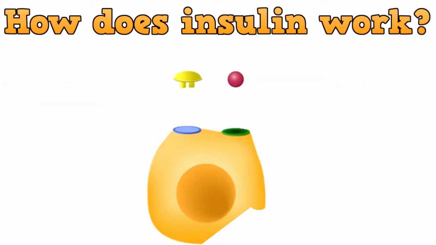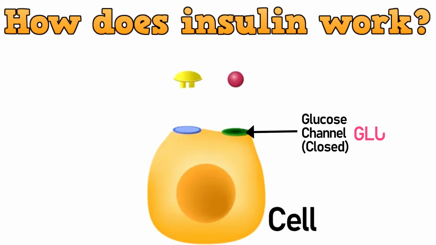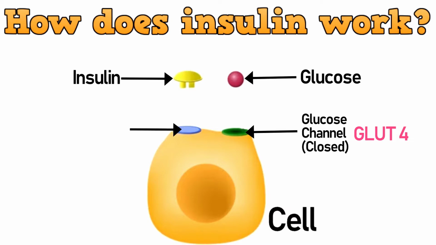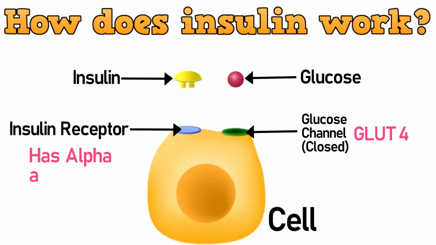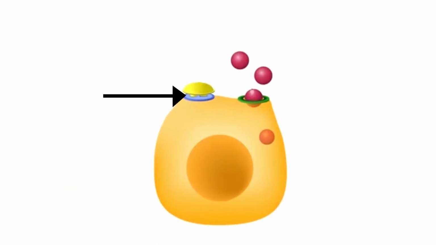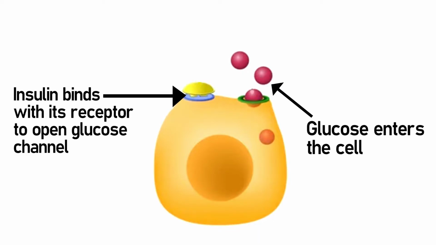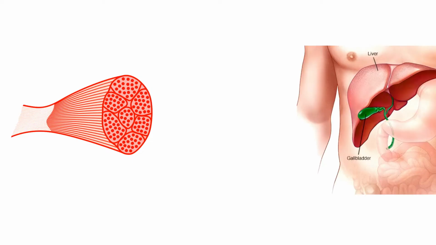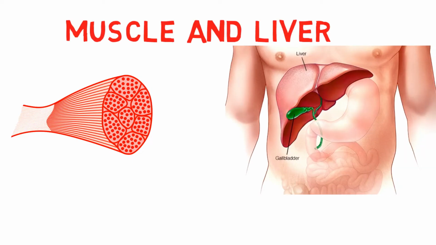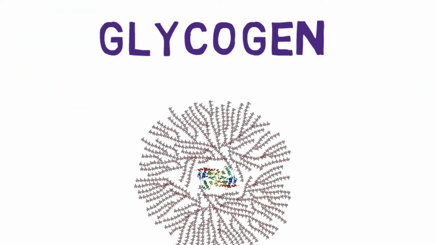Let's use a pictorial method to understand it better. This is the cell, and this green colored area is the glucose channel, which is closed. This is the glucose molecule, and this is the insulin hormone. This is the surface receptor for the insulin present on the same cell. So what happens is, insulin binds with the cell surface receptor, which opens the glucose channel and allows glucose to enter into the cell. When the body doesn't need glucose to be used as energy, it stores it in the muscles and liver in the form of glycogen.